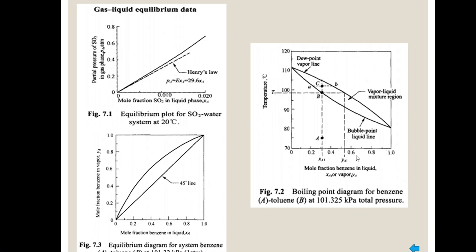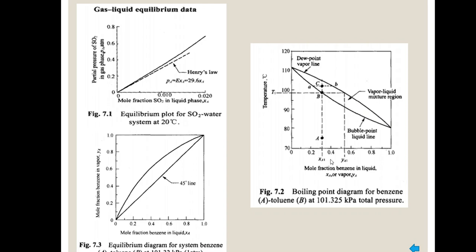This curve gives you XA and YA, or it could be either XA or YA on the x-axis, and on the vertical axis you have temperatures. Well, what's the purpose of this boiling point diagram? This is only for benzene and toluene, so if we have a different system, we will have a different diagram as well. This particular diagram has two curves. This one is the liquid saturation curve, and this one is the saturated vapor curve.